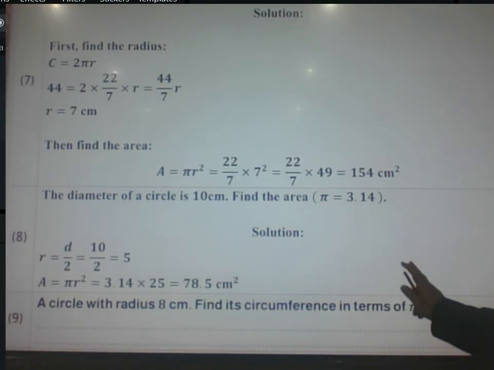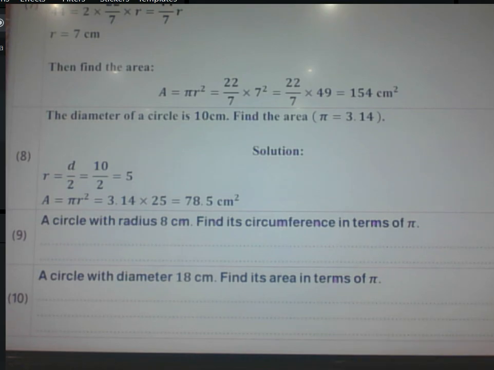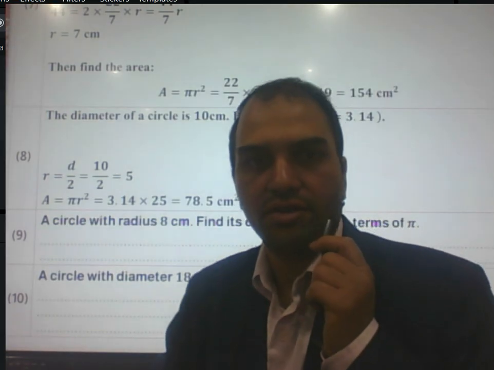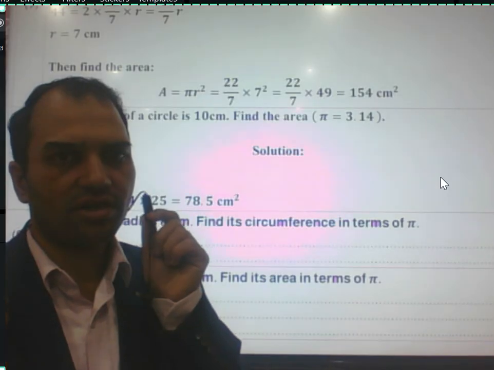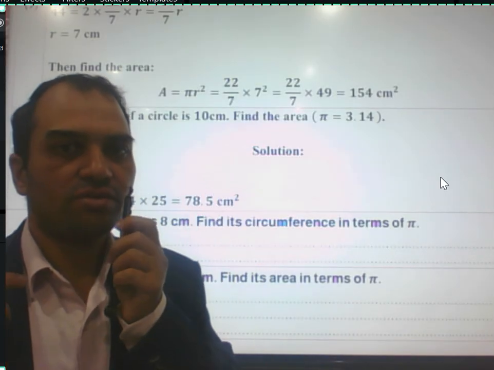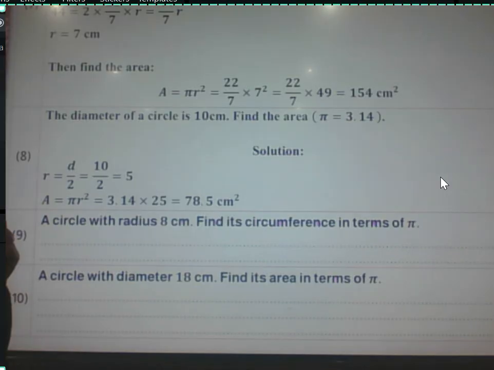Look at the question down here. Number 8. Okay, I will solve number 8, 9 and 10 inshallah. Okay, first question here, number 8. He gives me the diameter of the circle, 10 centimeters. Then we can find the area. We know area equals pi r squared. You can find the radius as half of the diameter.